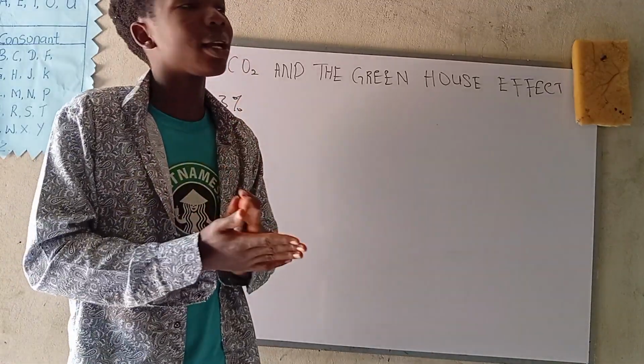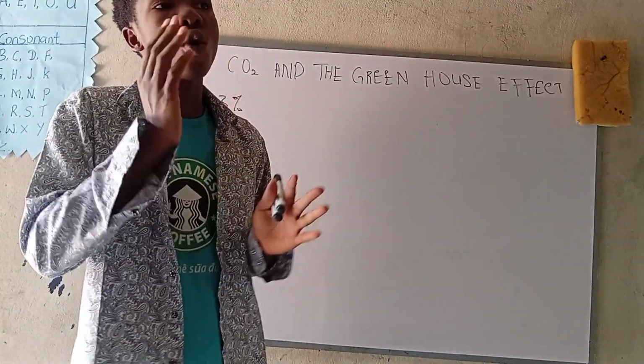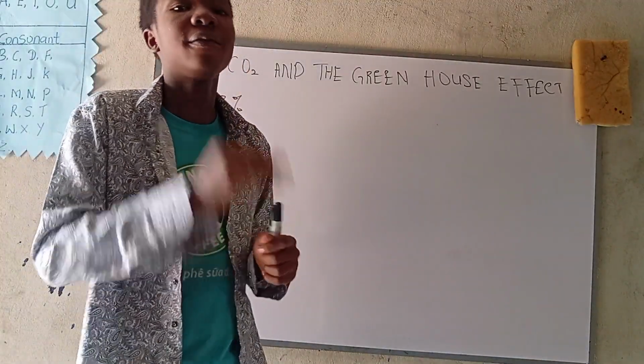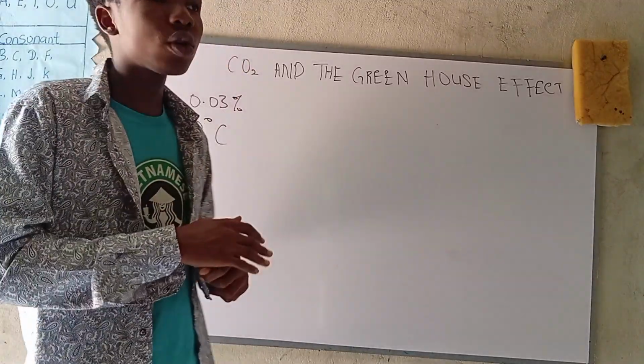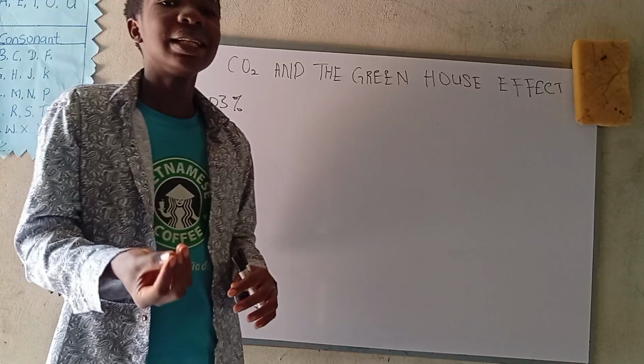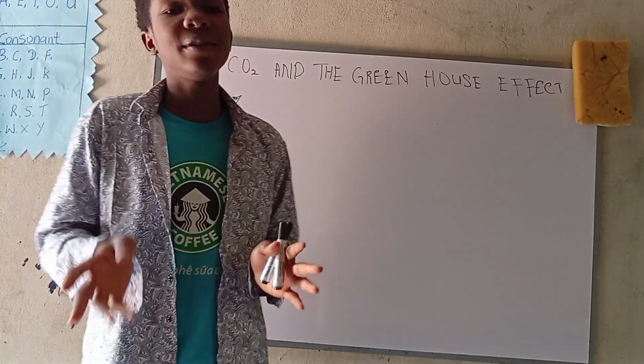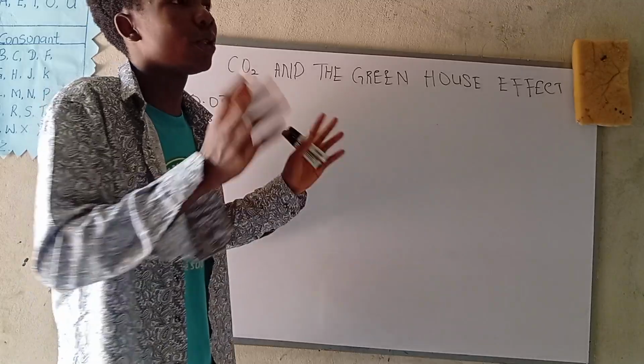Anytime you see a question like what is the major effect of greenhouse effect or global warming, what should come to your mind? Flooding. Why? Because of the increase in temperature and sea level. There's an increase in the sea level, and apart from the sea level, there's also a depletion of the ozone layer.